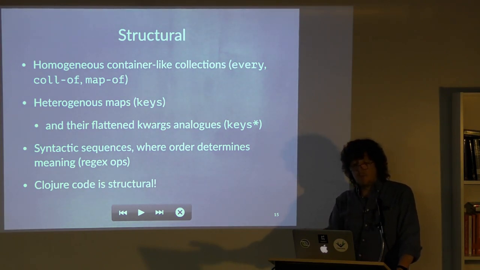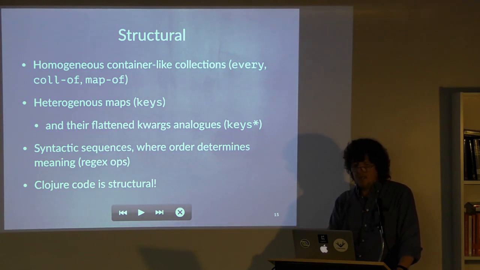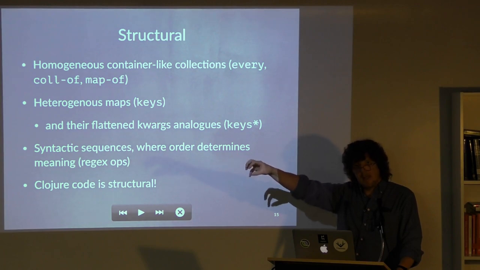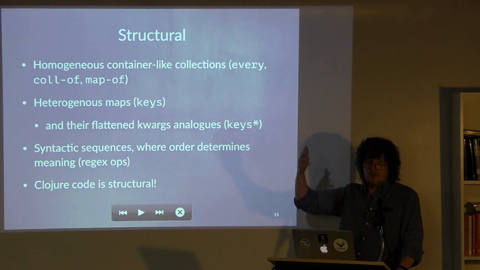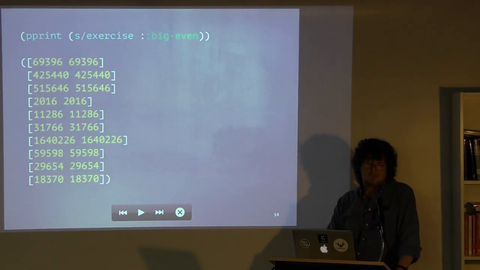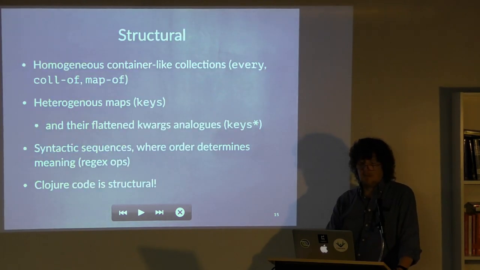So structural, we have a bunch of things that will specify structural predicates. And these predicates are built into spec. Every call of, which is a collection of something, or map of something. And the target here, everything is this, or everything is a collection of those, or a map of whatever, that thing is either a predicate or a spec itself. So you're not saying some built-in type, you're saying a predicate. So you could have a collection of big evens, which wasn't a type, it's just some predicate that you could satisfy. But you could say everything in this collection is a big even.